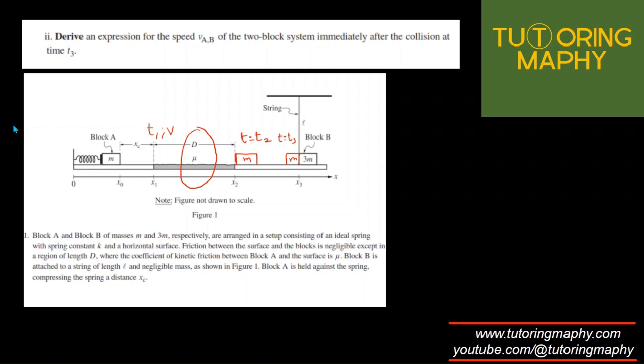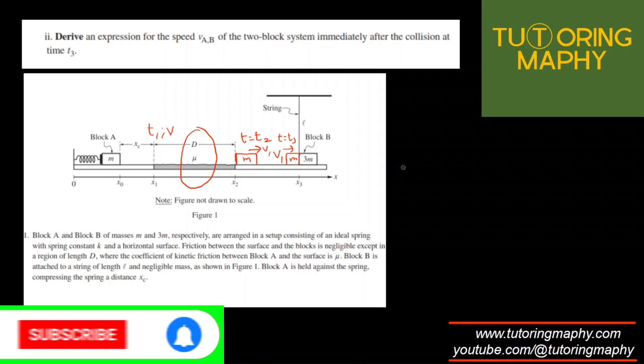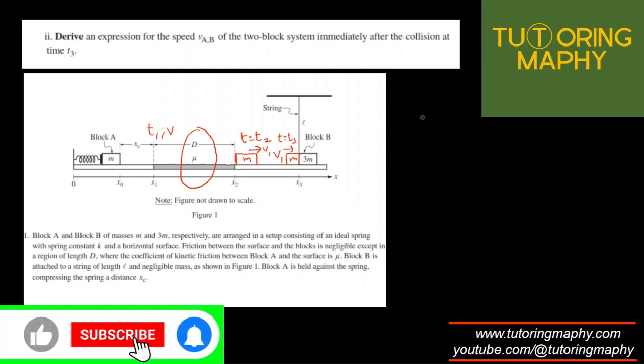So what we can do at this point is find the velocity at T2. Why? Because the velocity of mass m at T2 is going to be the same as the velocity of mass m at T3, because there is no friction over here, right? So because of inertia, it's going to be at the same speed. So let's say that speed is v1 and this speed is also v1. We know that the blocks stick together, right? That information was already given in the question.